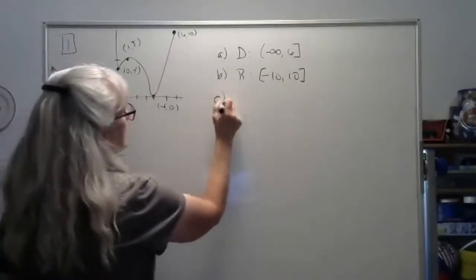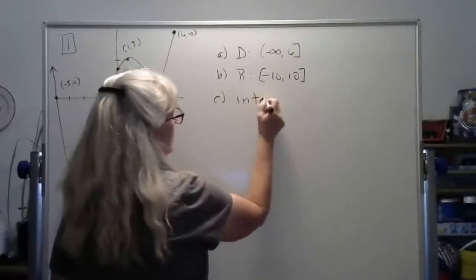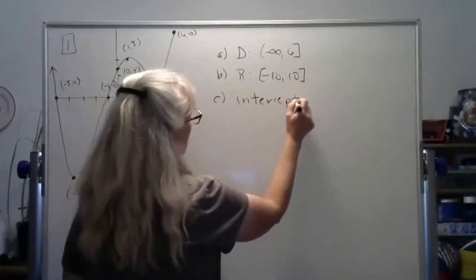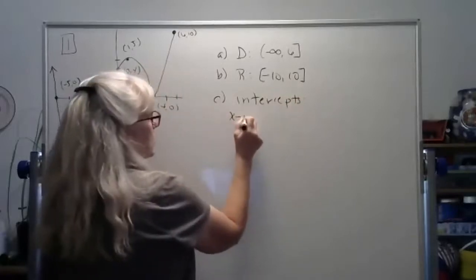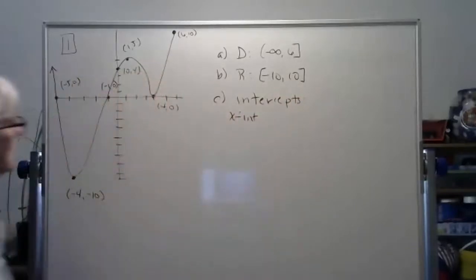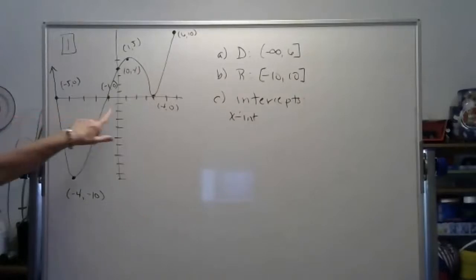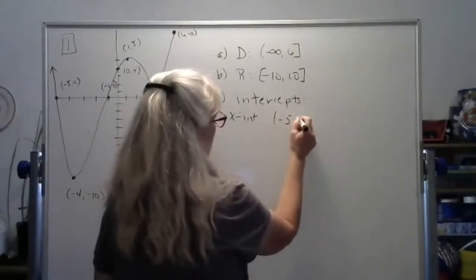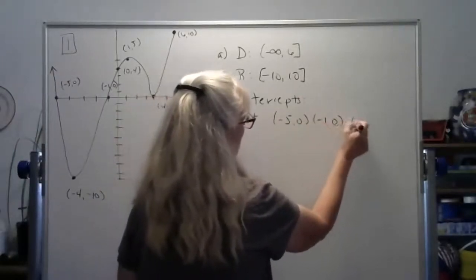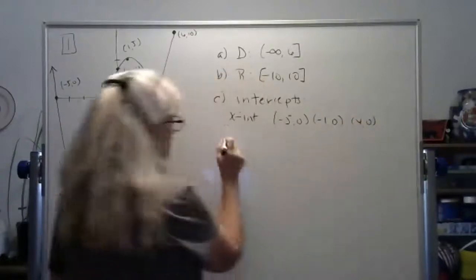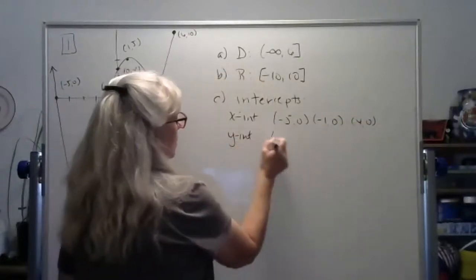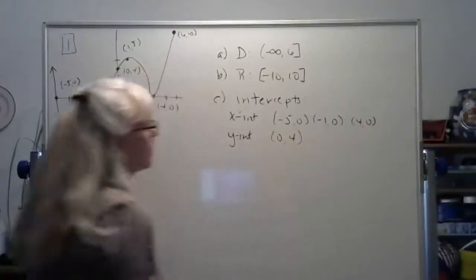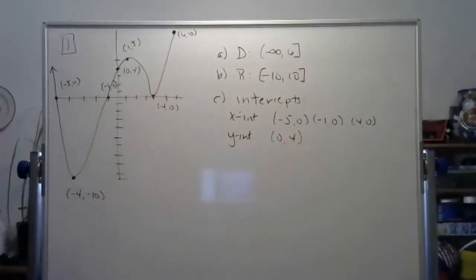Okay, part C is asking for the intercepts. Okay, so let's go for the x-intercepts first. And again, they're given to you. They're labeled. So we've got 3 of them. So we've got one at -5, 0, -1, 0, and 4, 0. And then you also have a y-intercept, and that's at 0, 4. So by now, pulling that information should be kind of second nature because you've done quite a bit.